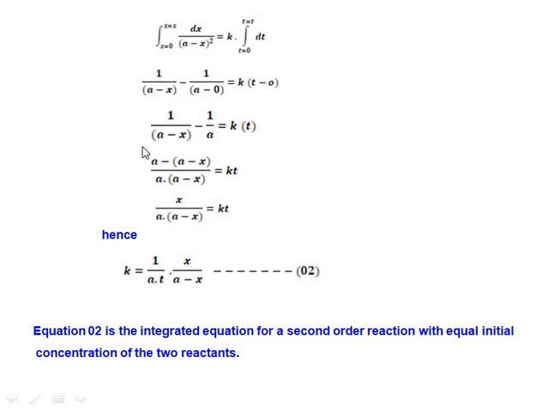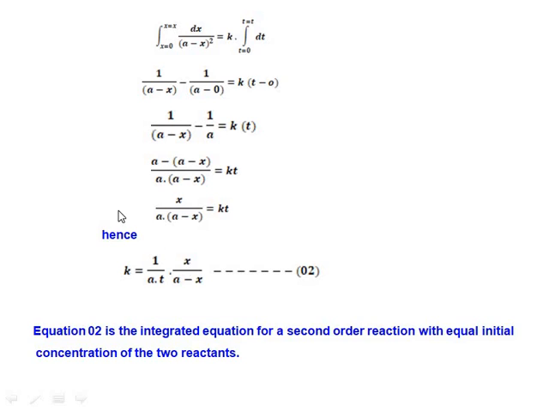Now by cross multiplication, x upon a into (a minus x) is equal to kt. The a and a cancel, since minus minus gives plus, so x upon a into (a minus x) is equal to kt.